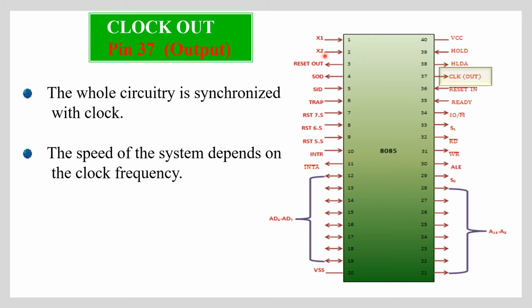As I told you, the crystal's frequency should be twice the frequency of the microprocessor. If the microprocessor frequency is 3 megahertz, then we use a crystal between X1 and X2, that is pin number 1 and 2, of 2 times, that is 6 megahertz, right? So the speed of the system depends on the clock frequency. Clock out, pin number 37, is an output pin for synchronization.